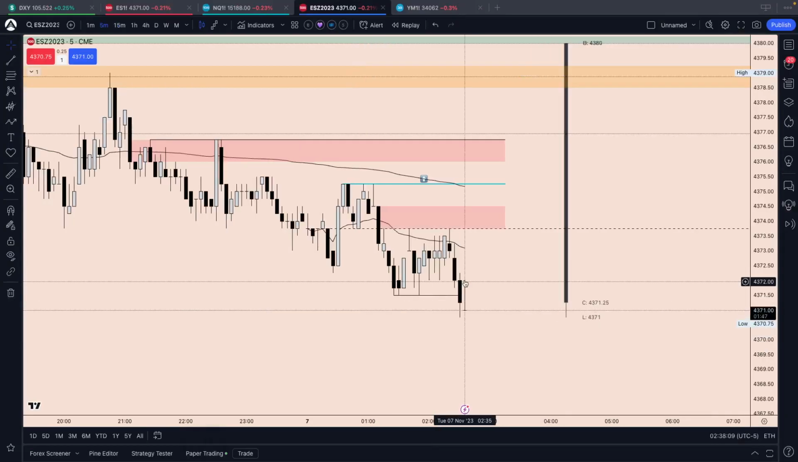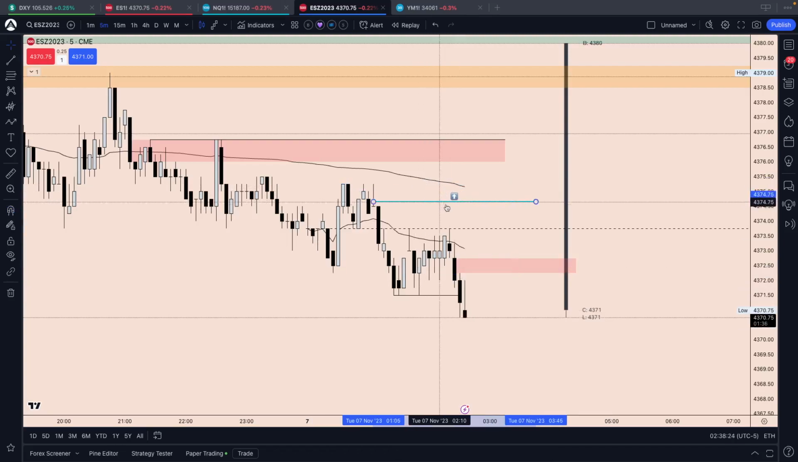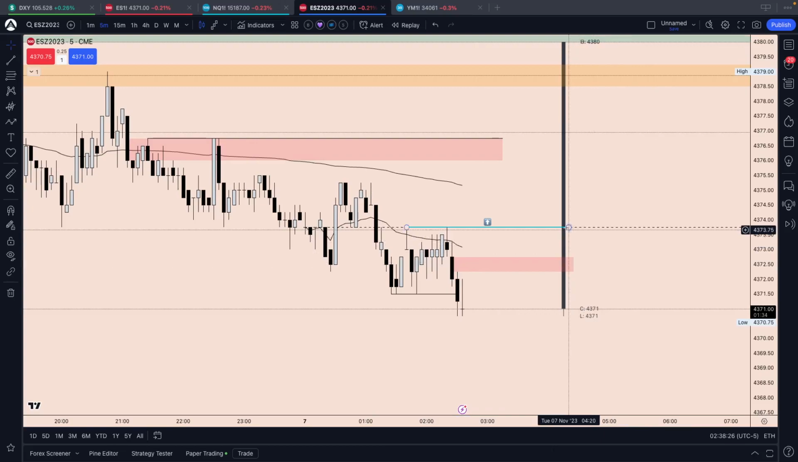Take a quick look at ES. Continued lower, opened with a bearish volume imbalance, retraced. We have a new bearish value gap and a new 5 minute market structure shift level right up here with the midnight level.